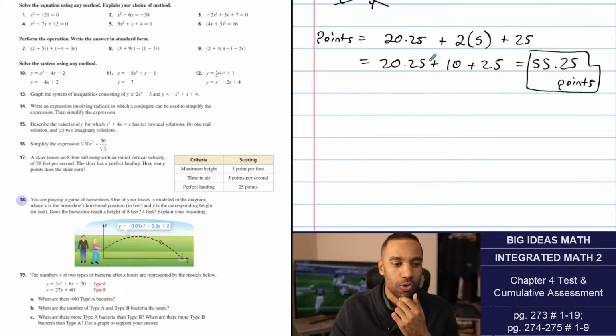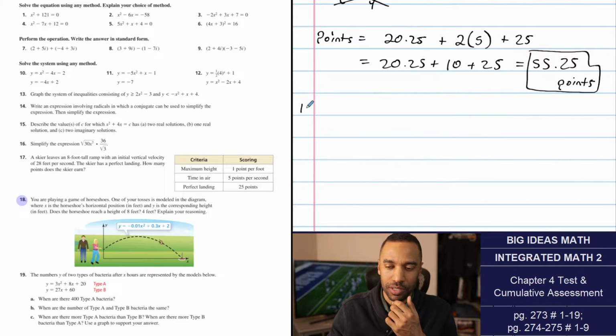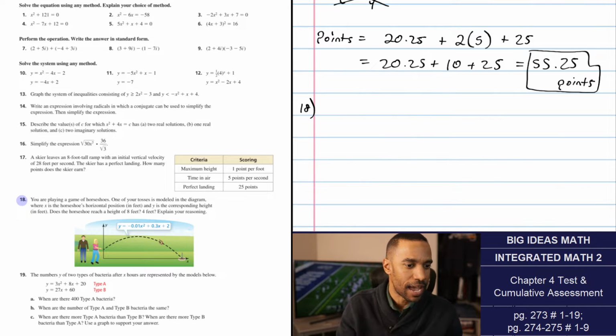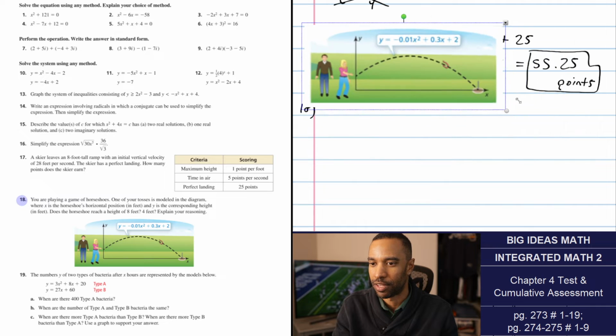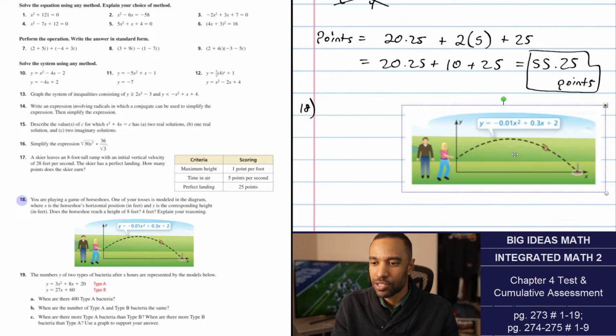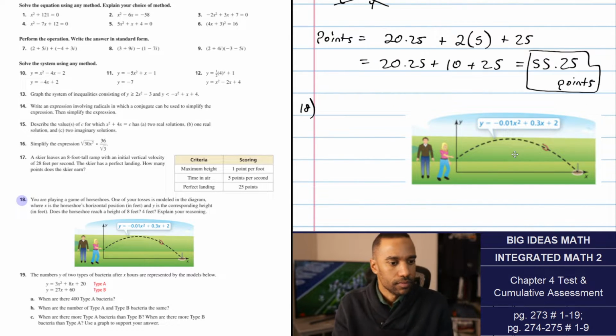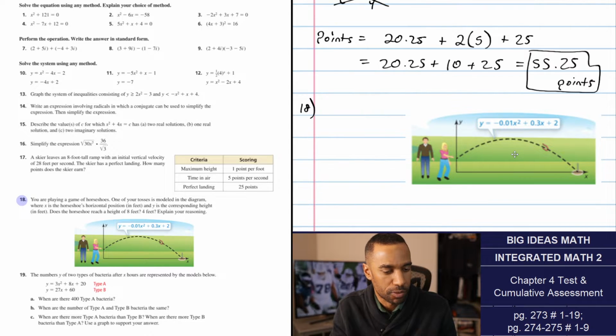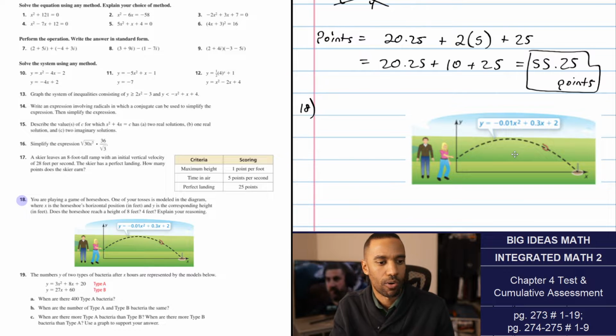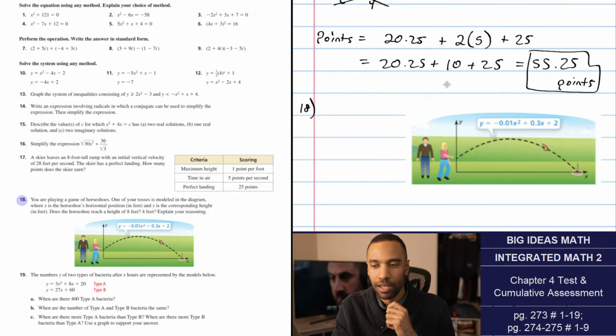Number 18, you are playing a game of horseshoes. One of your tosses is modeled in the diagram. I'm going to copy and paste this diagram. I want it bigger for you guys and for myself to be able to draw on it. It's big enough, thank you. X is the horseshoe's horizontal position in feet, and Y is the corresponding height in feet. Does the horseshoe reach a height of 8 feet, 4 feet?